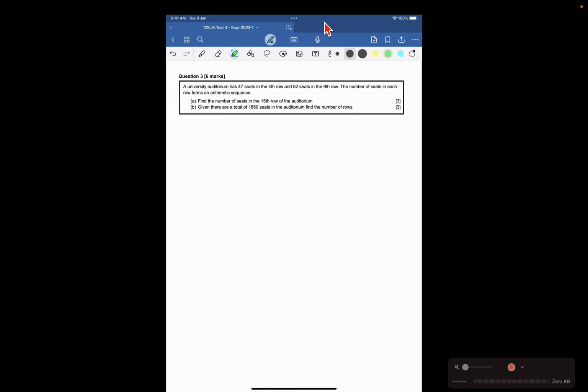We've got 47 seats in the fourth row, that's one piece of information, and 62 seats in the ninth row. And we are told, of course, that the number of seats in each row forms an arithmetic sequence. So that should be helpful. Here's how I'd approach it. There's 47 seats in the fourth row, and the second piece of information is 62 seats in the ninth row.